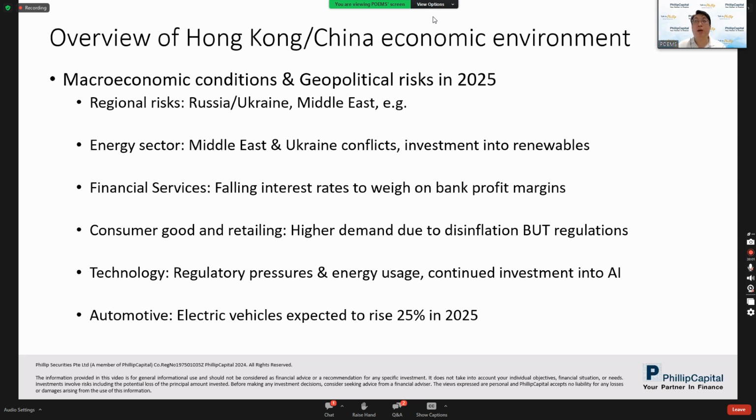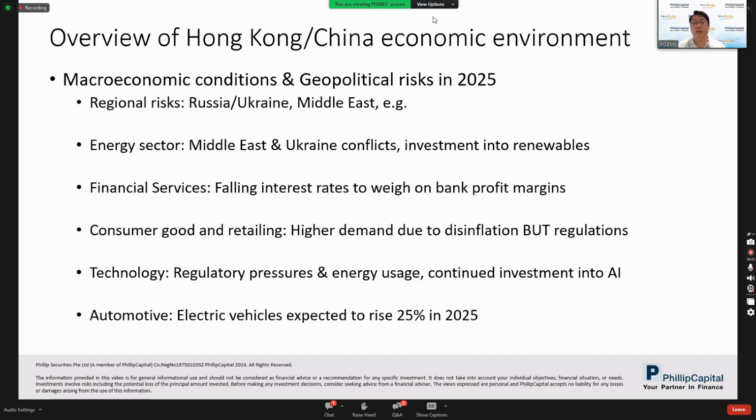And the next thing we have is financial services, where we see falling interest rates that will weigh on bank profits. Later, I also mentioned how China's net interest margin is falling due to their monetary policy to support the economy. So in general, most of the banks will see pressure on their net interest margins. But on the flip side, they might have stronger growth in loans to increase the overall demand for their products itself.